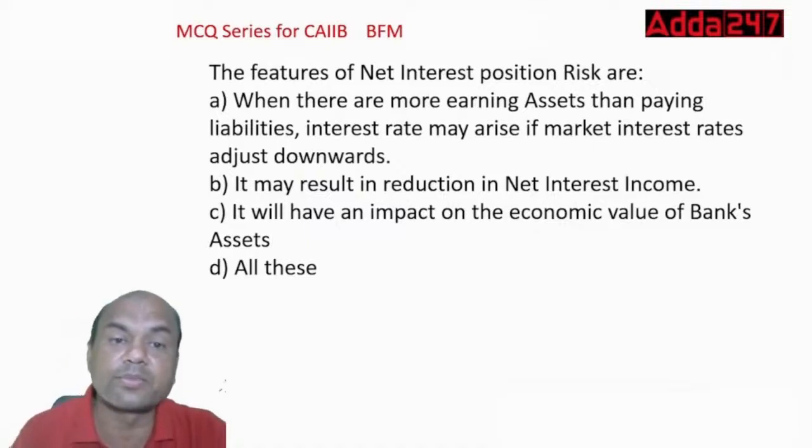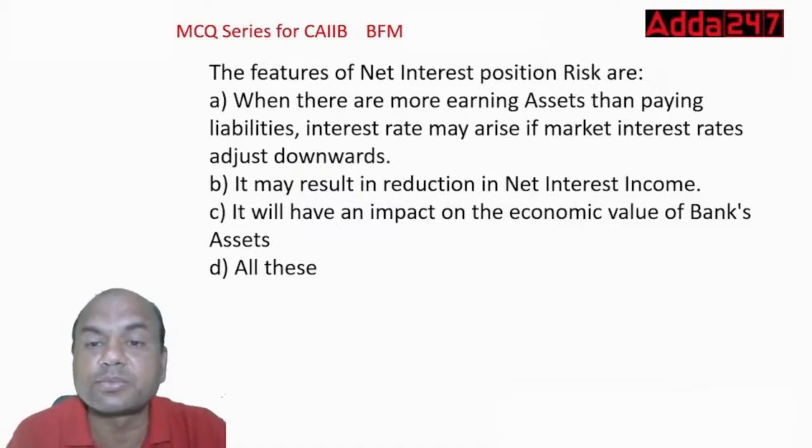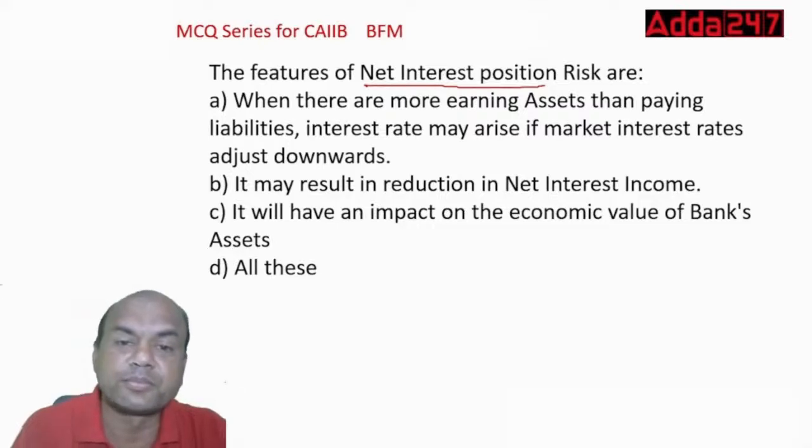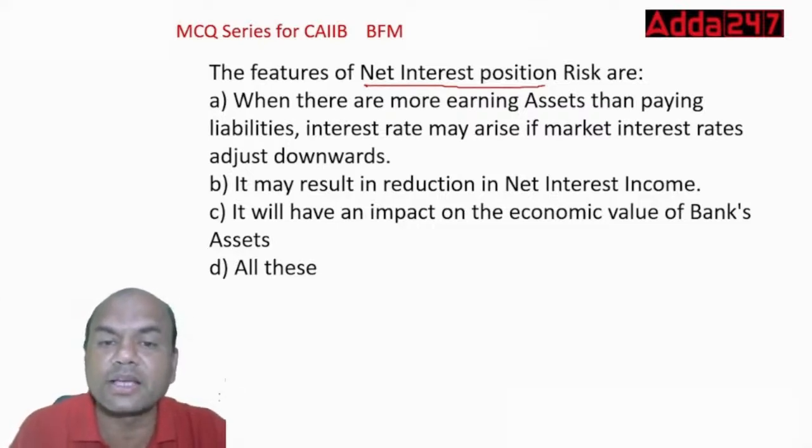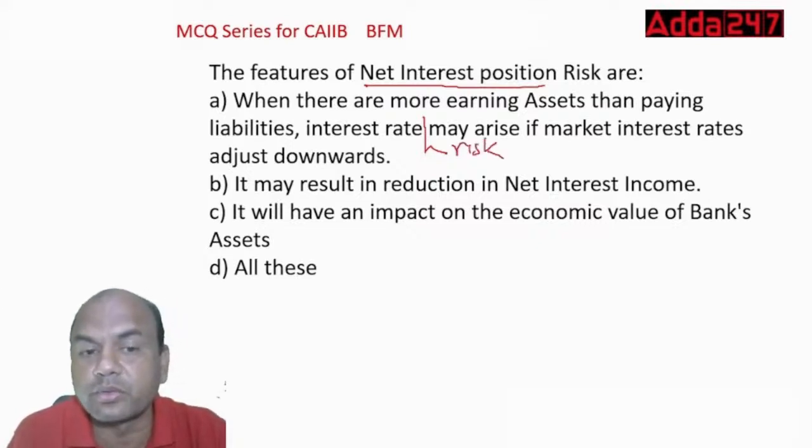Let's start with today's part. The features of net interest position of the risk curve. What are the features of this? When there are more earning assets than paying liabilities, interest rate risk may arise if the market interest rate adjusts downwards. Interest rate risk may arise if the market interest rate moves downwards.